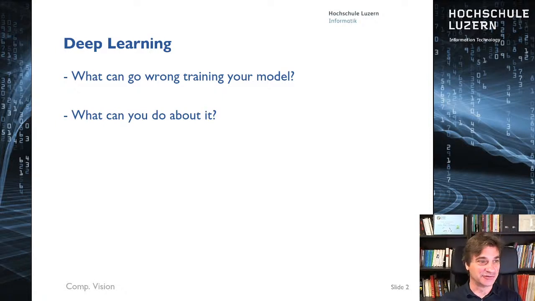Then there's the question of what you can change. For example, if your model just does not converge at the beginning and nothing happens, what would you do? What are the possibilities that you could change there? Any ideas? Okay, one was more data.